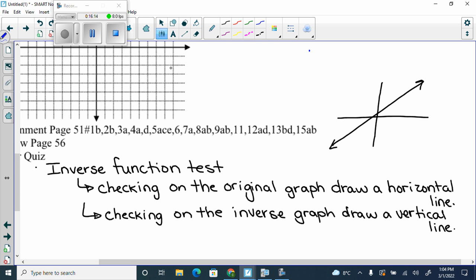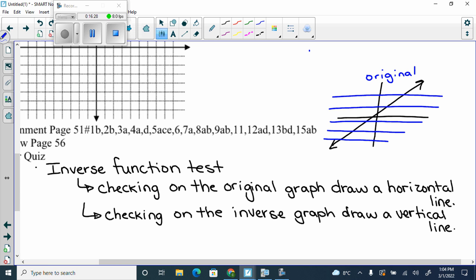So this is the original, and I wanted to know if the inverse was a function, what would I have to draw? Horizontal lines. Does it pass them? How many times does each one of these cross? One. So does it pass the horizontal line test? Yes. So would the inverse be a function? Yes. If it crosses more than once with each line, it doesn't pass.